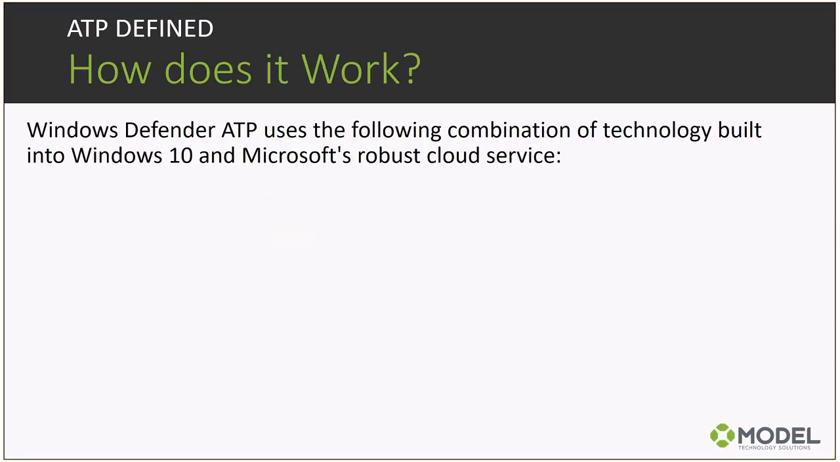All right, so how does it work? It uses a multitude of technology built into Windows 10 and Microsoft's robust cloud service. One thing to note, it can use data from Linux and servers. While this is a Windows 10 focused session, there are other ways to get data into the ATP tenant. So, endpoint behavioral sensors: these sensors collect and process signals from the OS, for example, files, registry, network communications, and send that data into your isolated private cloud instance of ATP.